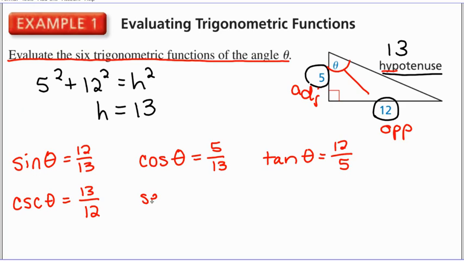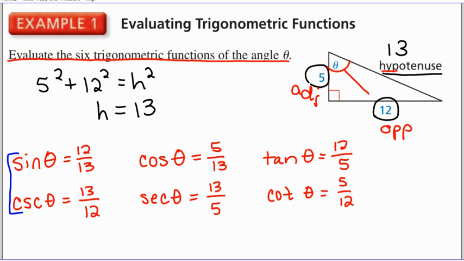Secant of theta, well, that's just going to be the reciprocal of cosine, so that's going to be 13 over 5. And then cotangent of theta is going to be the reciprocal of tangent, so that's going to be 5 over 12. And if you'll notice, sine and cosecant, they do not start with the same letter.